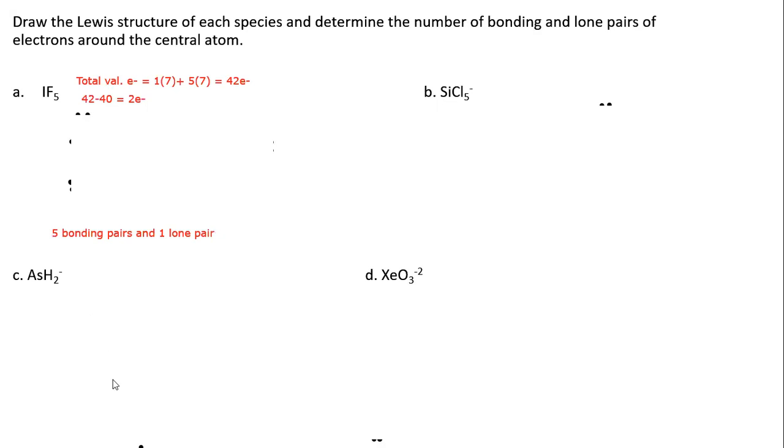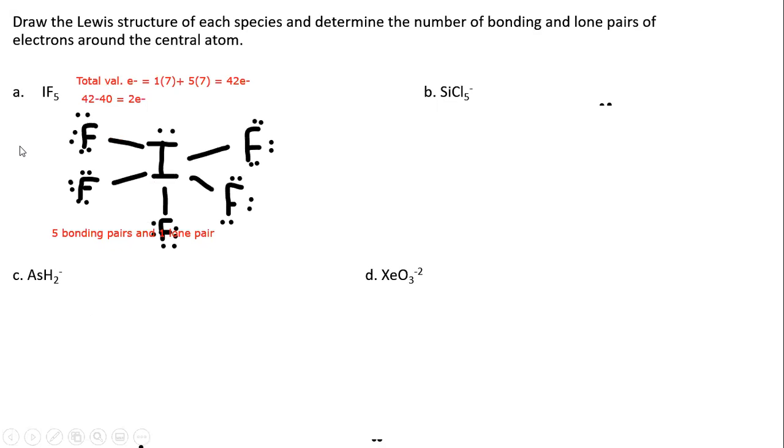Now, if you were to draw the Lewis structure, it would look something like this. So again, we see we have 5 bonding pairs and 1 lone pair on the central atom.